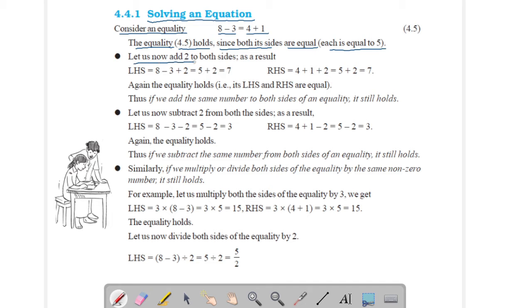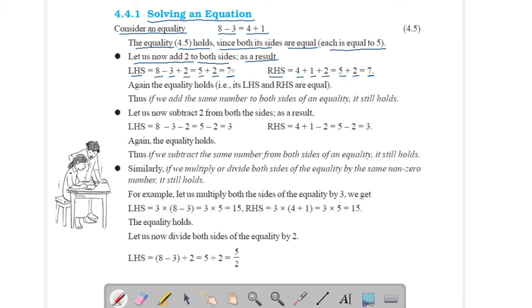Let us now add 2 to both sides. As a result, left hand side equals 8 minus 3 plus 2. 8 minus 3 you will get 5 plus 2, and 5 plus 2 is equivalent to 7. Now right hand side, it is 4 plus 1 plus 2. So 4 plus 1 is 5, 5 plus 2 is 7.